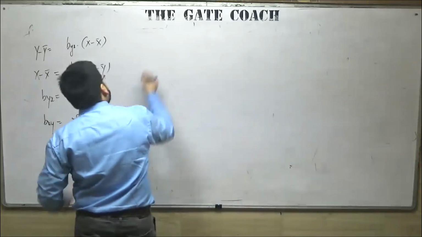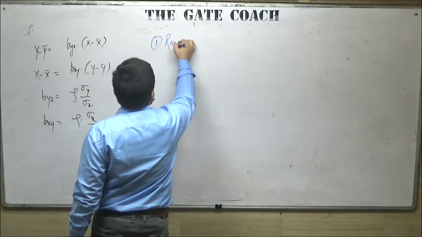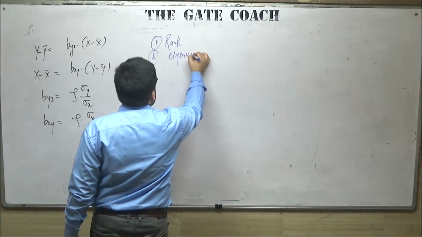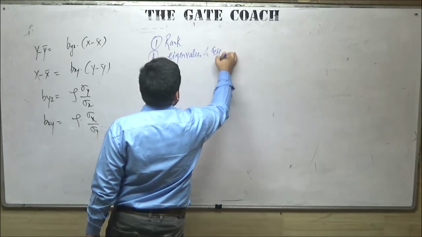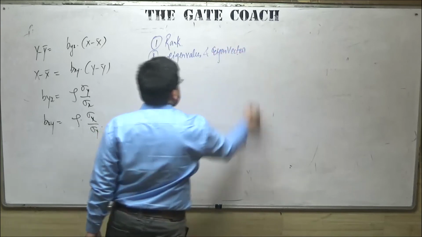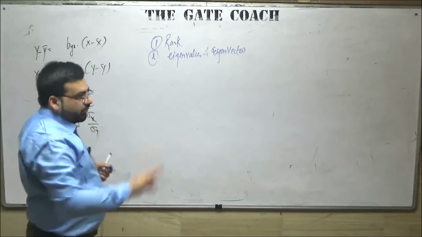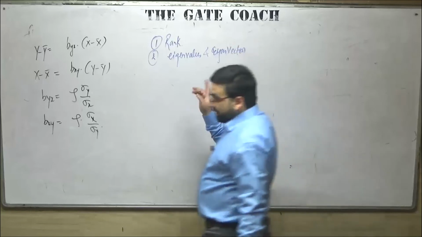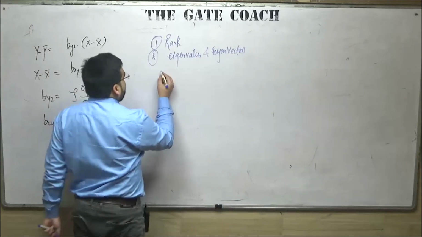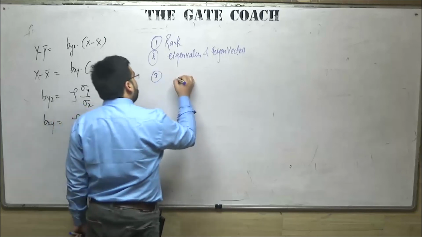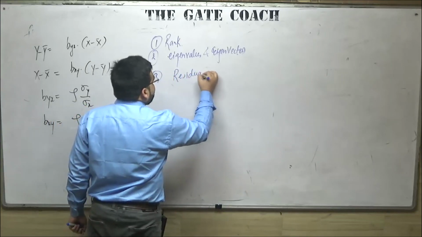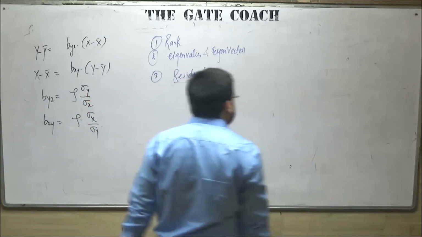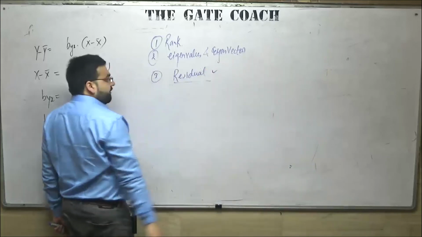Let us start with matrices. In matrices, number 1, rank. Number 2, eigenvalues and eigenvectors. So the first chapter is over. If you have not prepared mathematics at all, do this in the first chapter. Number 3, let us come to complex variables. In complex, do the residue theorem. Once you do the residue theorem, your Cauchy integral formula and Cauchy theorem will automatically be clear to you. Do the residue theorem only, everything will be fine.